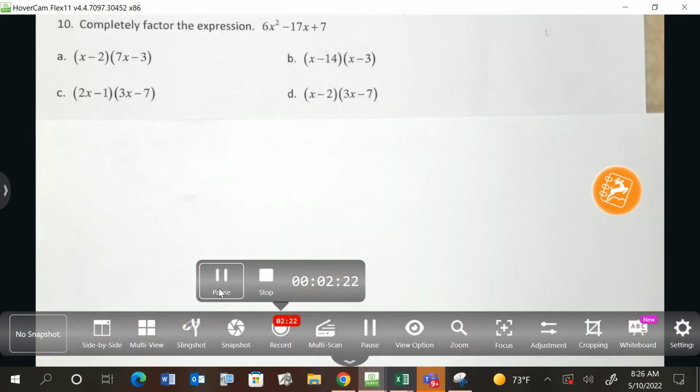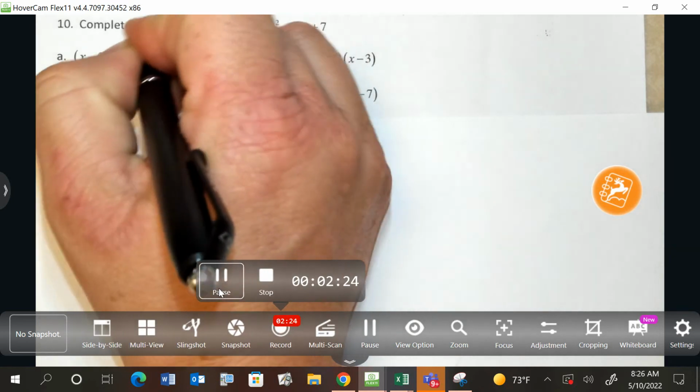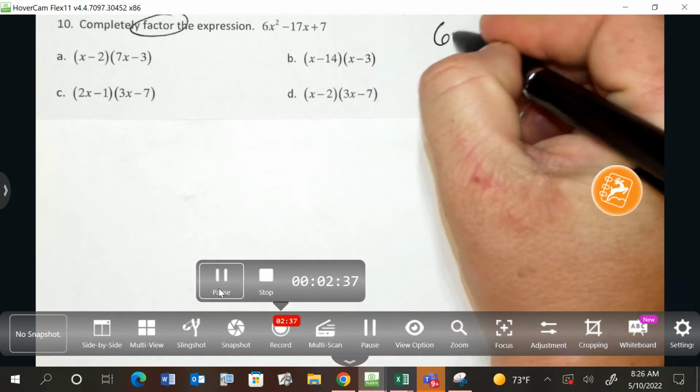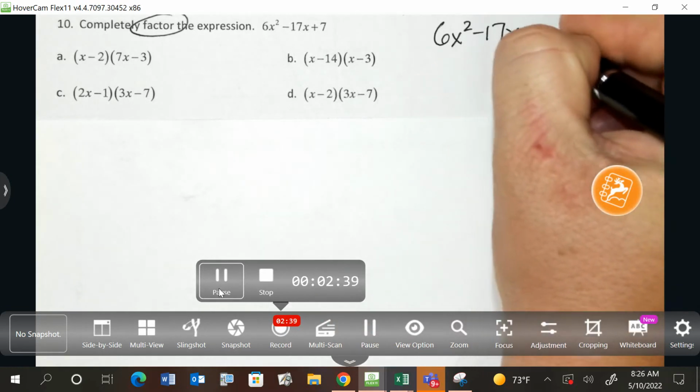The next problem, I want you to circle where it says factor. And nowhere in the directions does it say to solve. It only says to factor. It does not say to solve. So you're not going to see answers like x equals 2, x equals 3. It's only factoring. So how do we factor this thing? You know, it really depends on your multiplication skills.